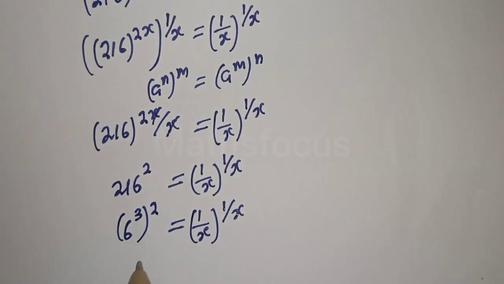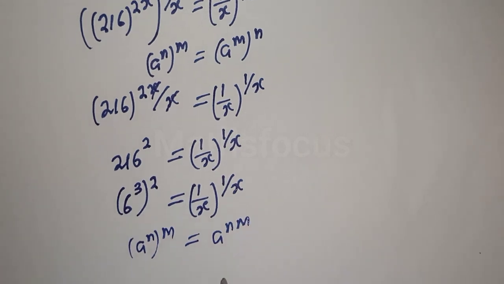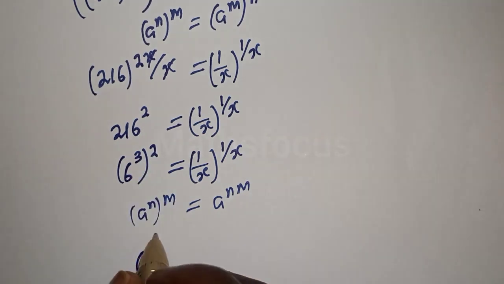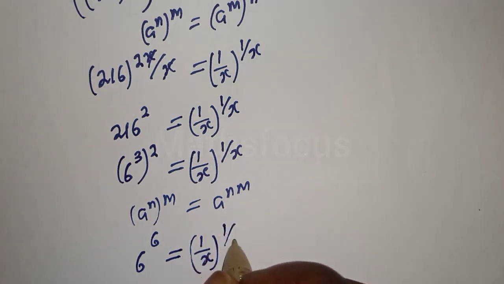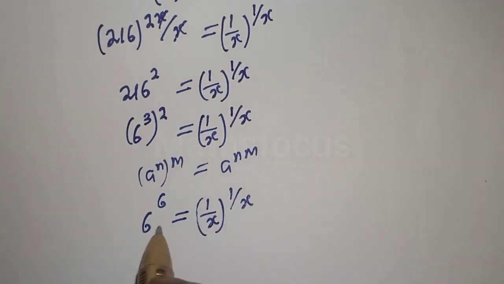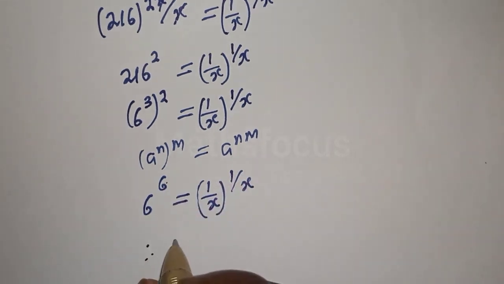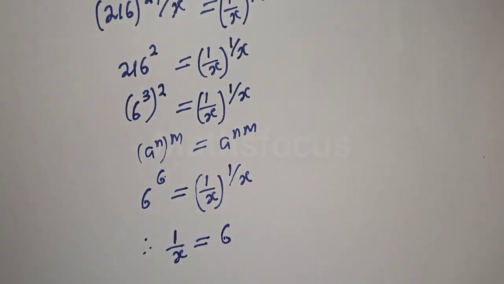Then also, if you have a raised to power n to the power of m is equal to a raised to power n m, then this can be written as 6 raised to power 3 times 2. 6 is equal to 1 over s to the power of 1 over x. With this, we can see that the base is equal to 1 over s, which is 6, and this exponent 6 is equal to 1 over x. Therefore, 1 over s is equal to 6.